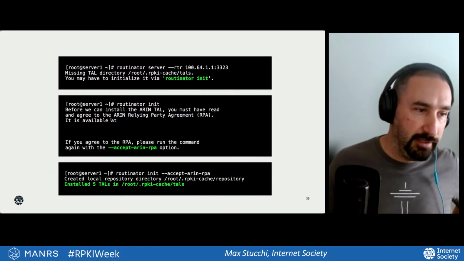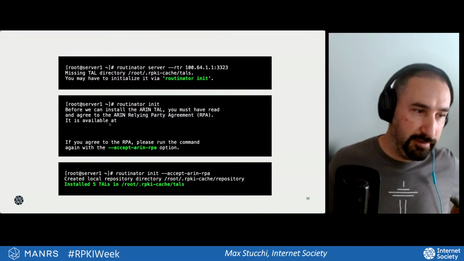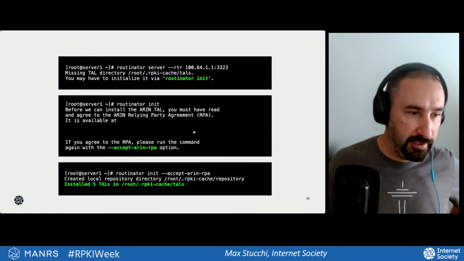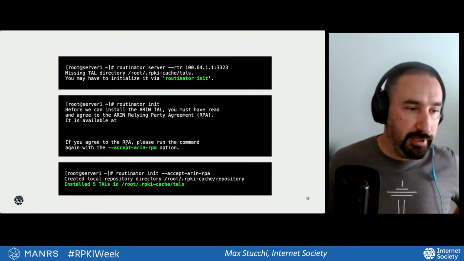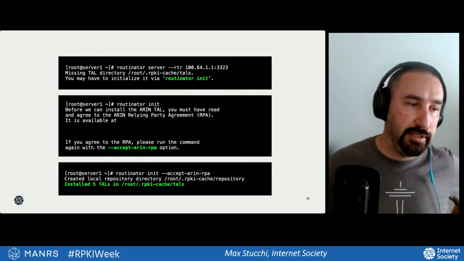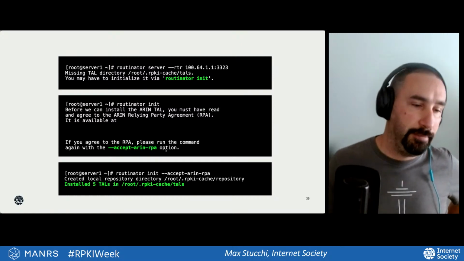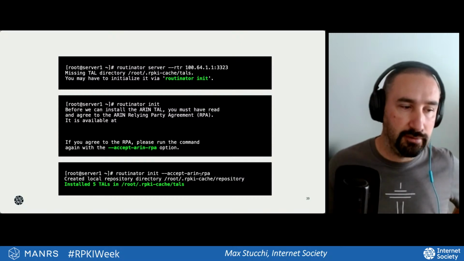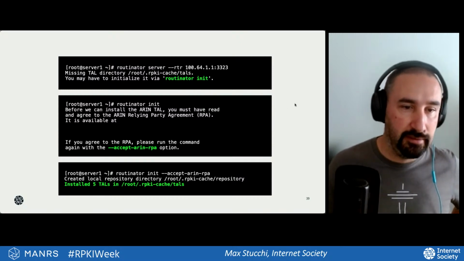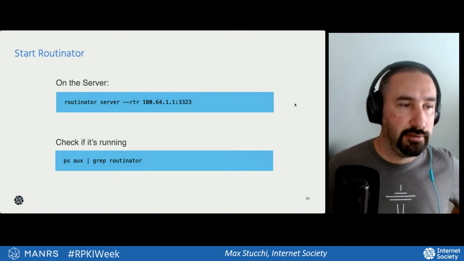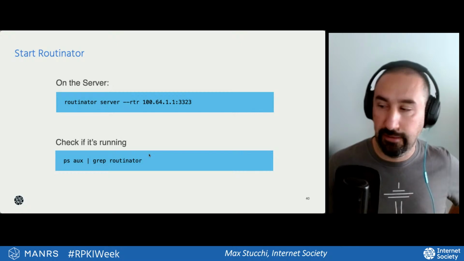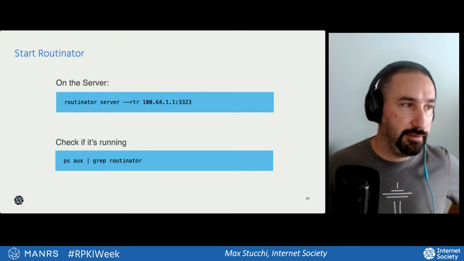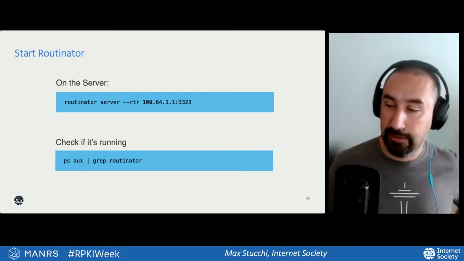have read and agree to the ARIN relying party agreement. It's available at a URL that's hidden in there, sorry. And then if you agree to the RPA, please run the command again with the accept ARIN RPA option. And then it installs also the ARIN TAL. At which point you can run, again, Routinator server, and then just check if it's running. And ps should be telling you that there's an instance of Routinator running at that point.